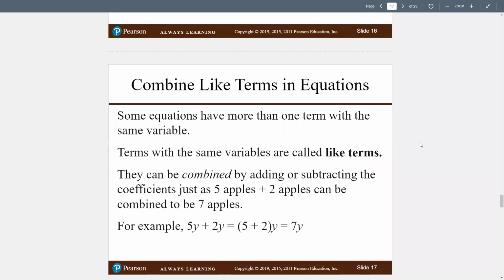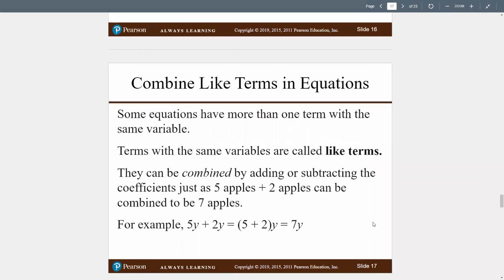Okay. Combining like terms in an equation. When you have an equation that needs to be simplified before you can keep working with it, you have to combine those like terms. The example they're giving here, if you really need this step where you pull out the 5 plus the 2 and then shove the variable back in, you can do it. I'm not going to tell you either way. If you can do it in your head, great. If you need to write it out, okay.